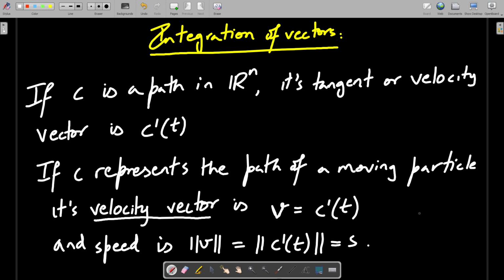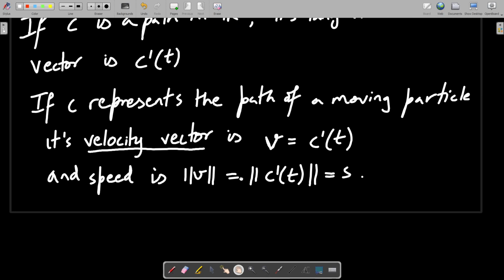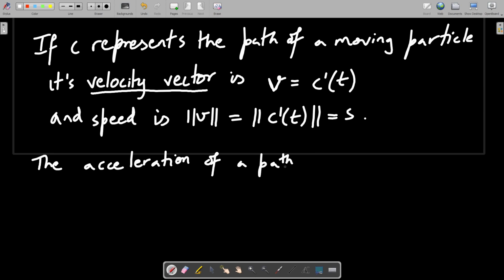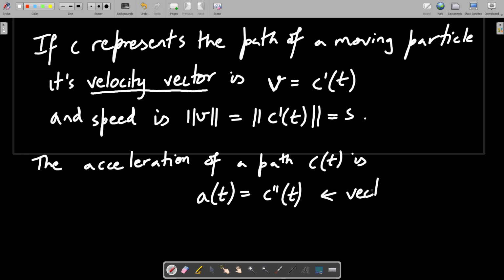Okay, so got this. Let us move ahead. The acceleration of a path C(t) is a vector. This will turn out to be a vector.